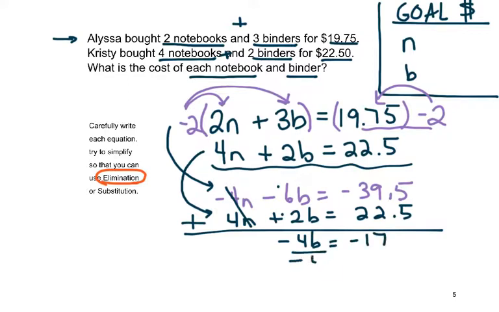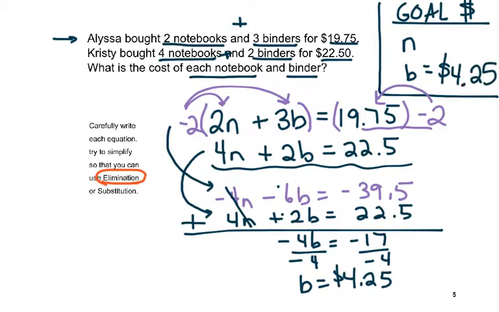I can divide both sides by -4, and I will get b is equal to $4.25. Okay, -17 divided by -4 is 4.25. So that means a binder costs $4.25. Now we need to take that number, $4.25, and plug it back into one of the original equations. So we're going to do that right now.